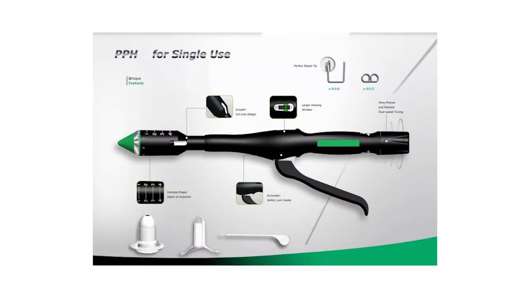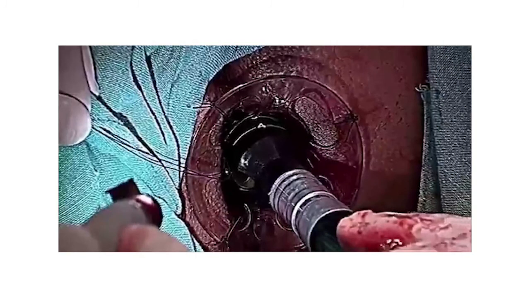Dear students, this is the PPH for single use. The circular stapler for the hemorrhoidectomy, this is for single use. Here the accessories are also shown in this image: the proctoscope, single use proctoscope, the obturator. This is the technique of the circular stapled hemorrhoidectomy as seen in your picture.